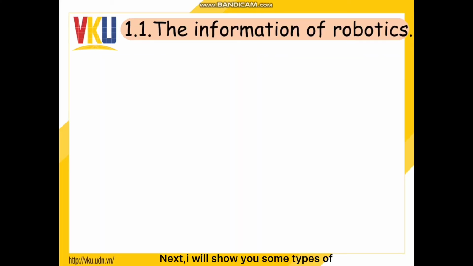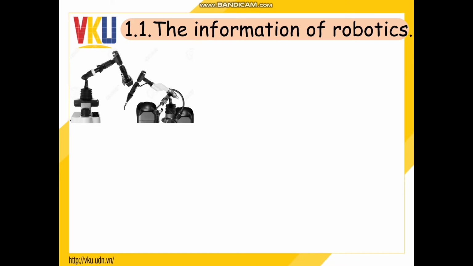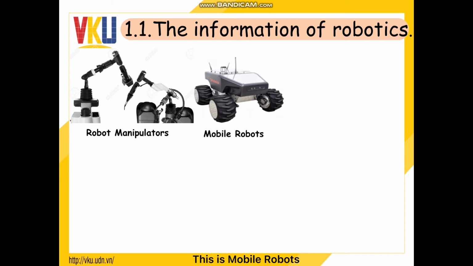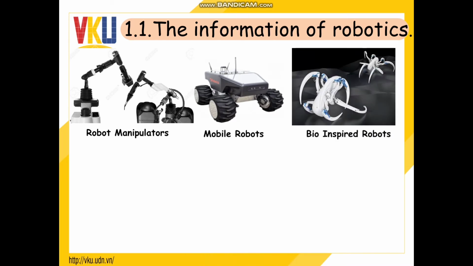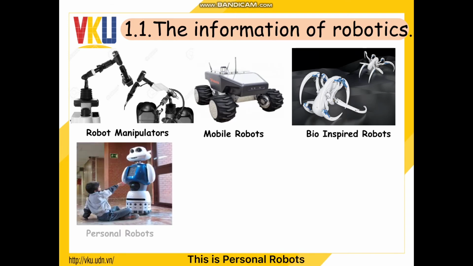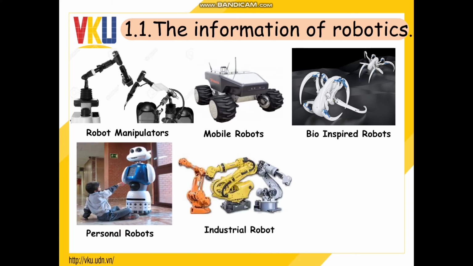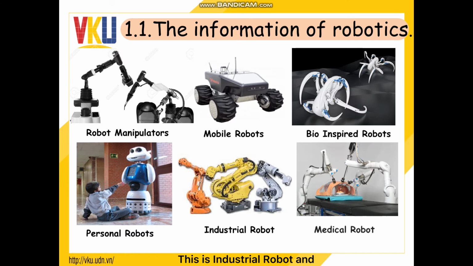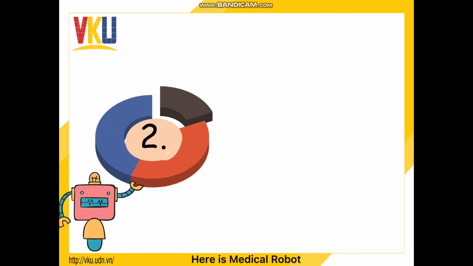Next, I will show you some types of robots that we interact with most in recent times. This is robot manipulator. This is mobile robots. Here is bio-inspired robots. This is personal robots. This is industrial robots, and here is medical robots. There are many types of robotics.